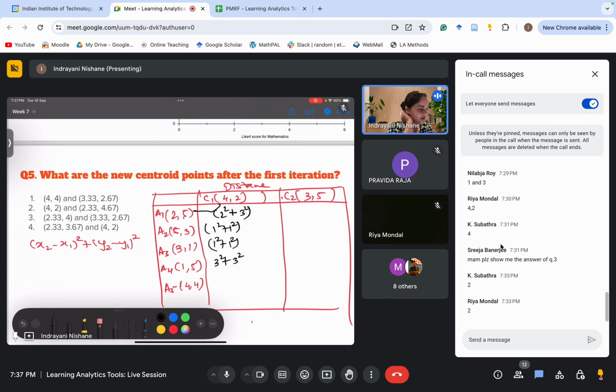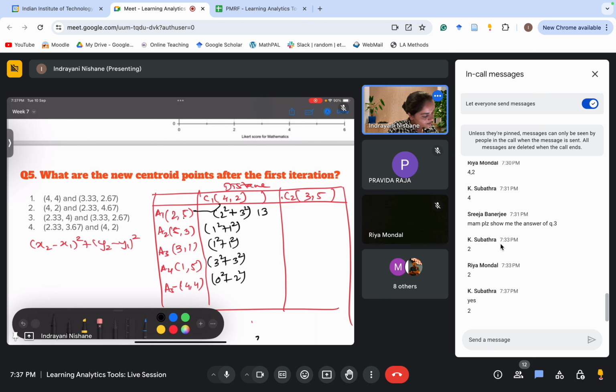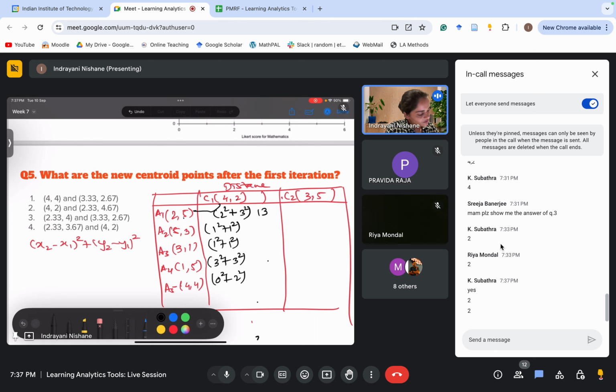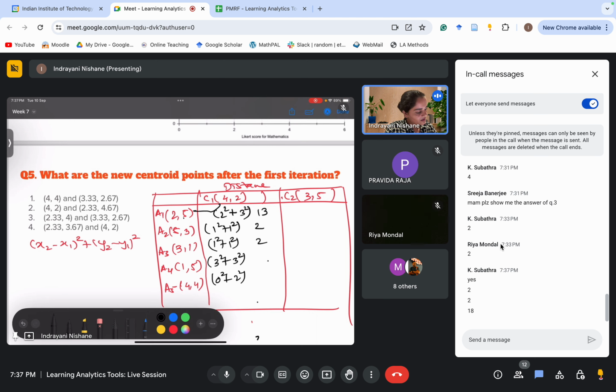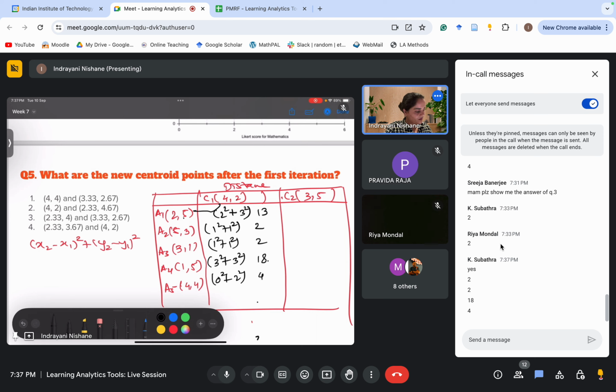Is it correct? Yes. 0 square plus 2 square. So 4 plus 9 is 13. Then 1 square plus 1 square is 2, 1 square plus 1 square is 2, 9 plus 9 is 18, and 0 plus 2 square is 4. Now we will do the same thing for centroid 2.